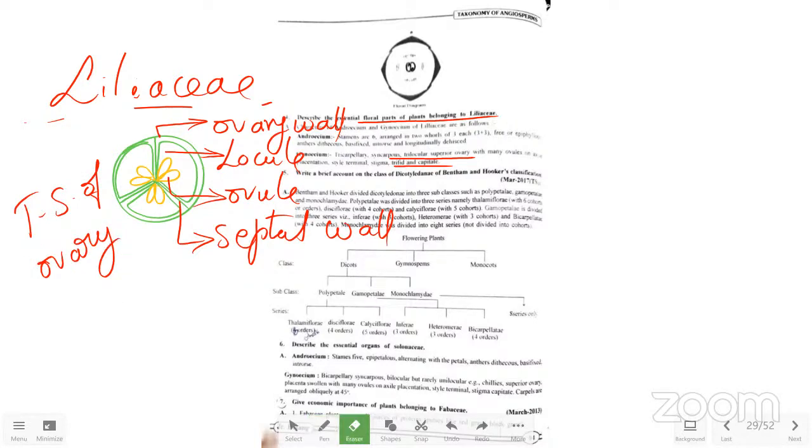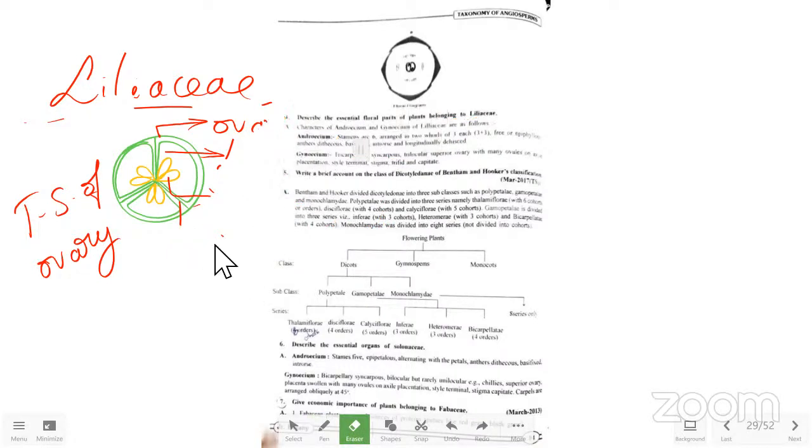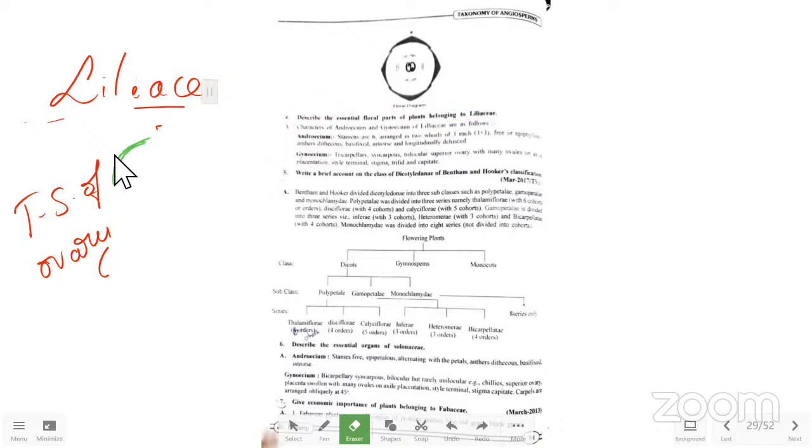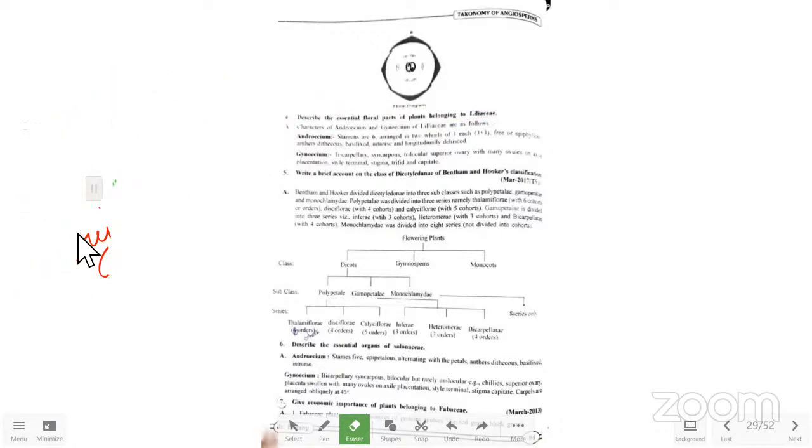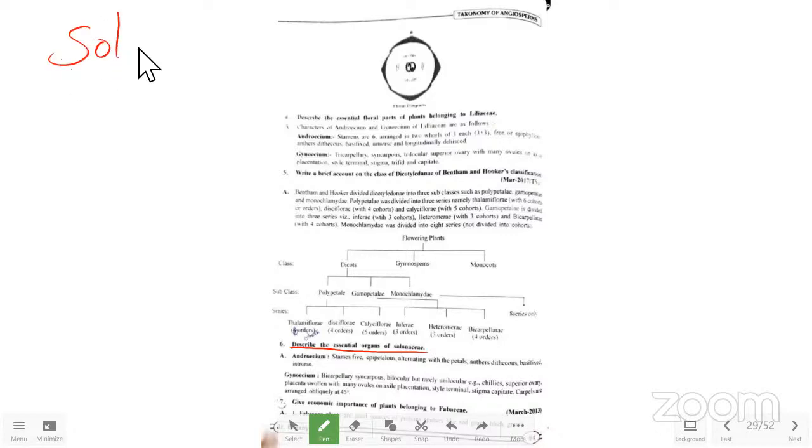Okay, now comes the next question. What is the next question? Describe the essential floral parts of Solanaceae. When we are saying this, we have to go with the Solanaceae family members' essential characters. Essential characters of the Solanaceae means only the androecium and the gynoecium we have to discuss. Essential floral parts of Solanaceae are androecium and gynoecium. Now comes the androecium.